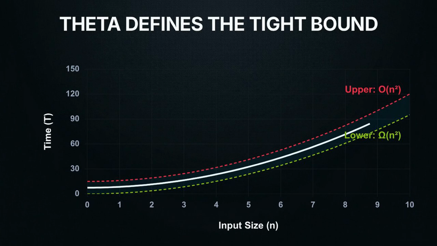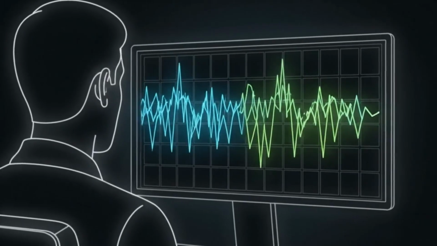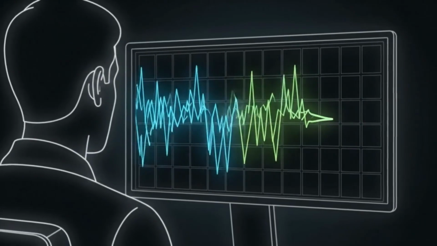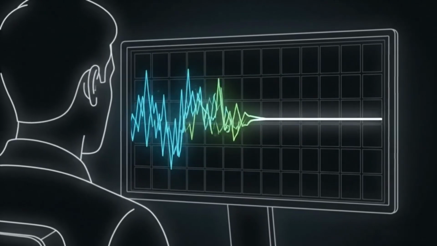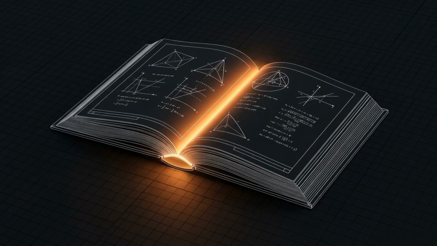This tight bound exists when an algorithm's upper bound and lower bound share the same order of magnitude. When the worst-case and best-case scenarios converge, the algorithm can be classified by a single specific rate of growth. To prove this convergence, we need to look at the formal mathematical definition.